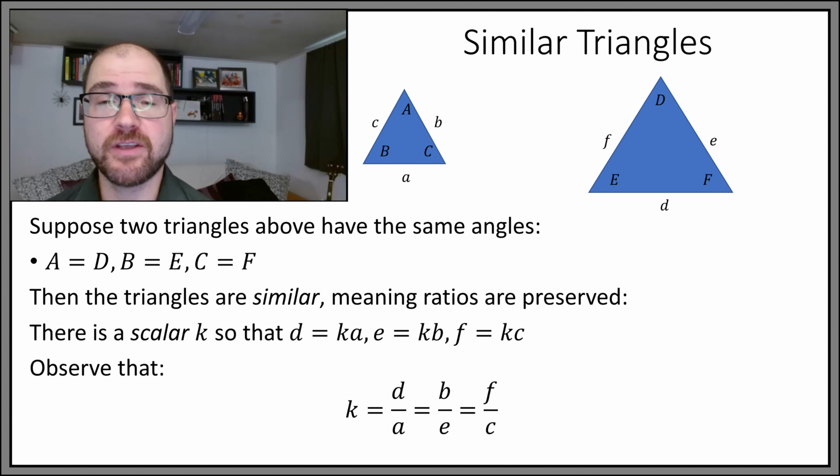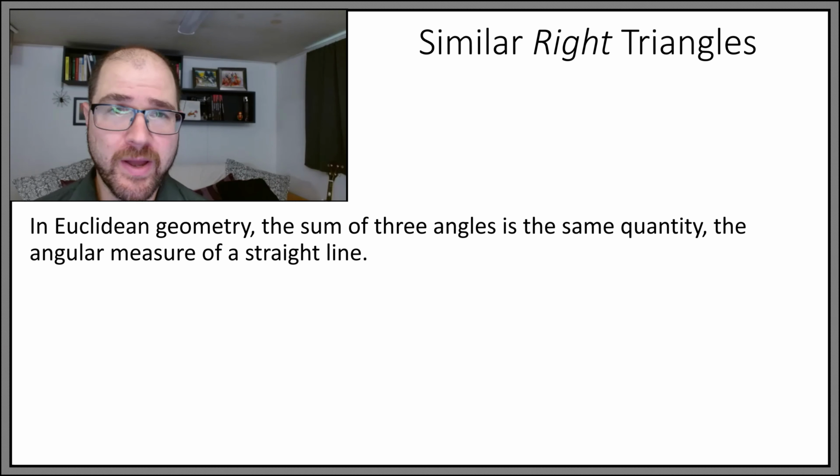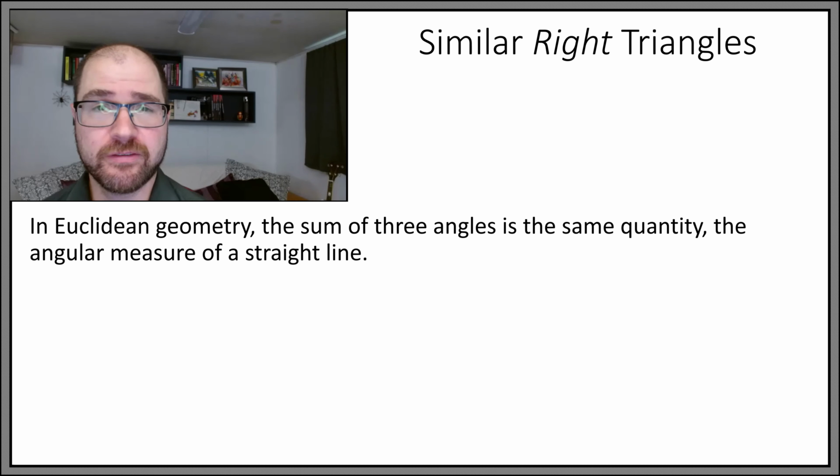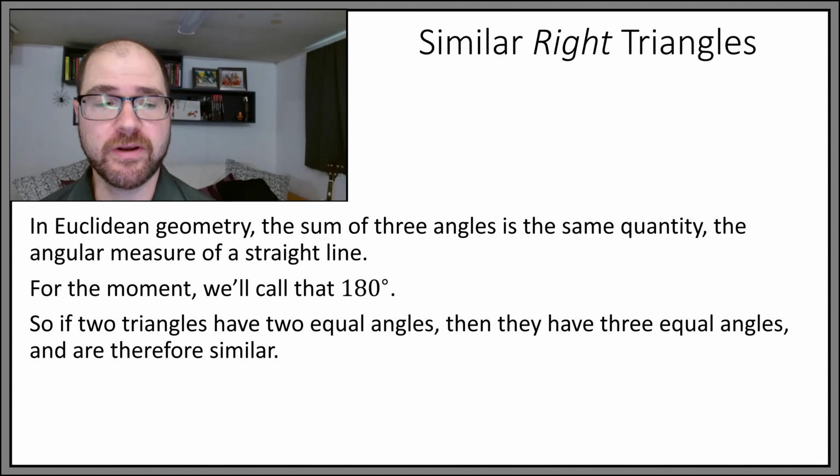Now we can observe that we can solve each of these for k. Specifically, k is d over a, it's also equal to e over b, it's also equal to f over c. Now in Euclidean geometry, if you have a triangle, all three angles add up to the same quantity, and it happens to be the same quantity that is the angular measure of a straight line. And for the moment, we're just going to use degrees.